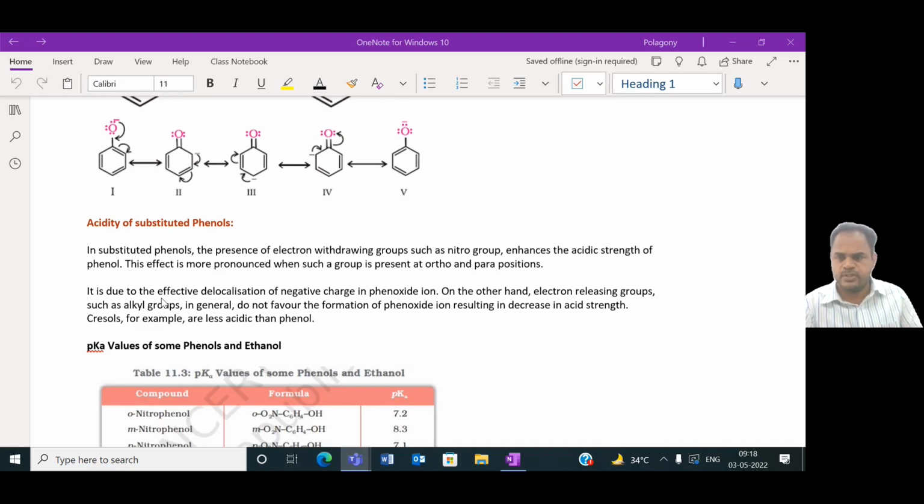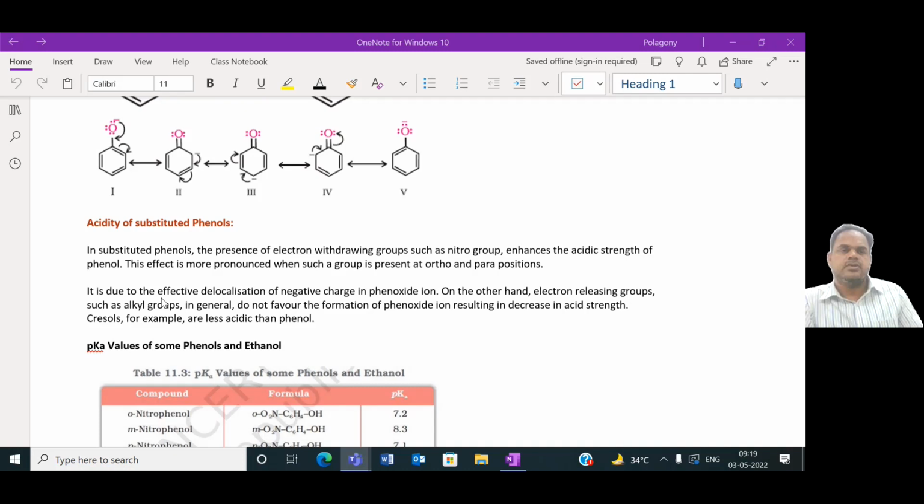So we see there are two kinds of substituents: electron withdrawing group and electron releasing group. If an electron releasing group is present on the benzene, it decreases the acidic strength of the phenol. If an electron withdrawing group like NO2 is present, then it increases the acidic strength.